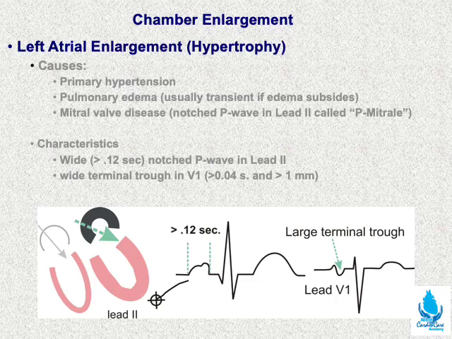Both enlargement can occur, yes. We will have tall and wide. Tall is 0.25 millivolts, let's say 2.5 small squares in height and 3 small squares in width. So this is easy for diagnosis.